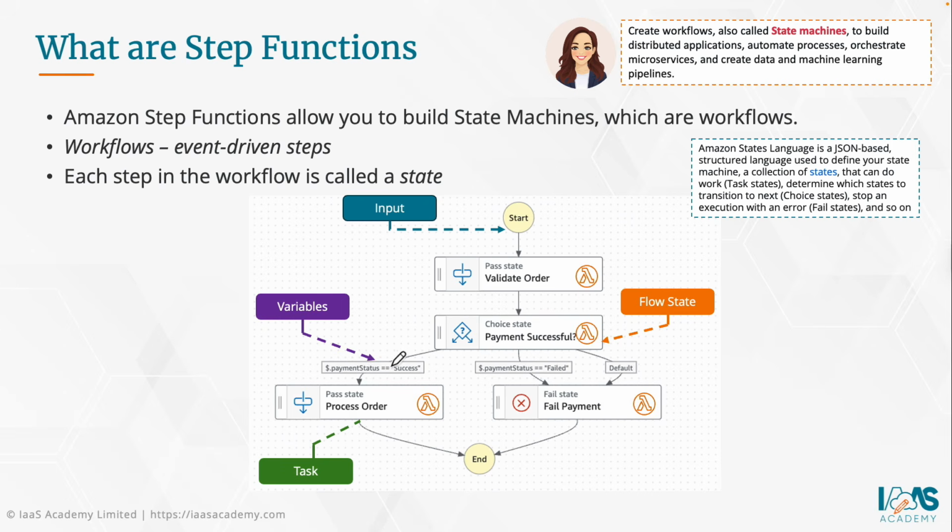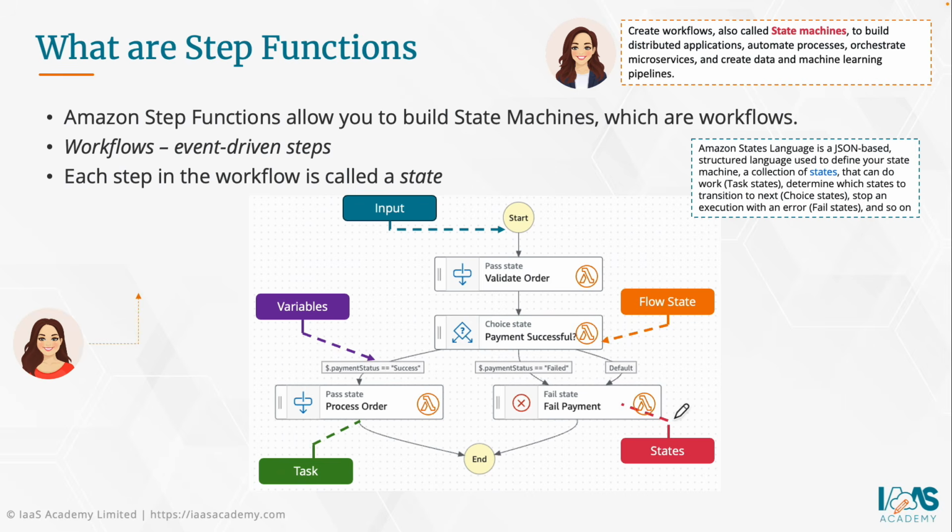These individual variables help us to determine what choice to make based on the outcome of that state. So if it's a success, go to the process order function. If it's a failure, go to the fail payment function, that kind of thing. And each of these blocks basically represent their individual states, the state that we're in at this point in time. And as a result of that, what should Step Functions do next? So Step Functions is going to call all of these different Lambda functions based on the event, based on the flow, based on the outcomes of those flow states, and so on and so forth.